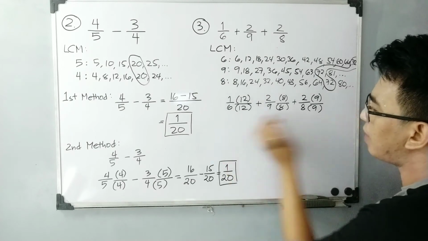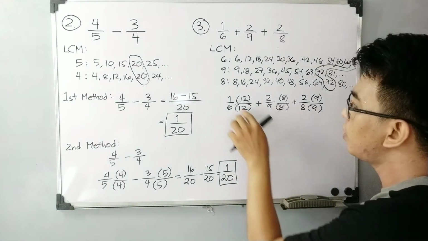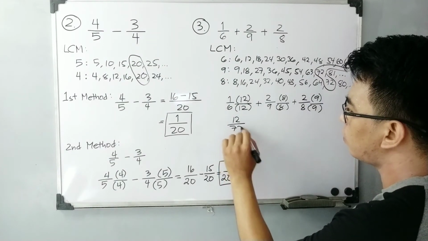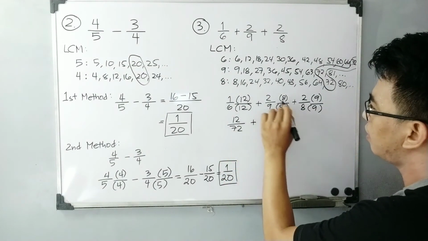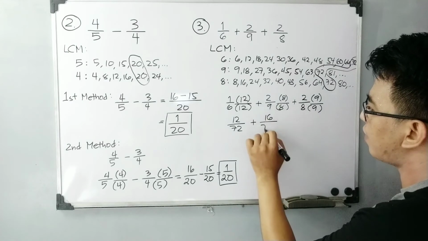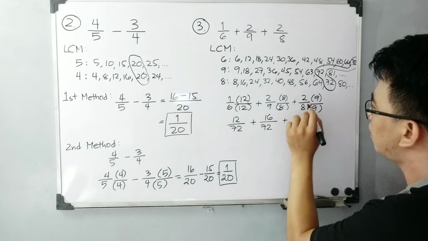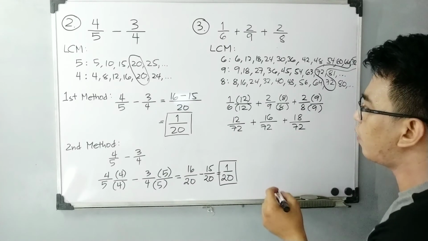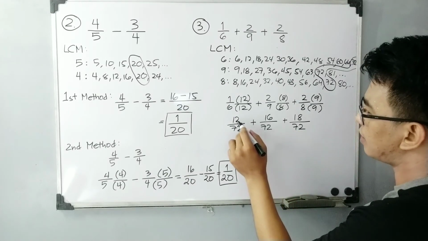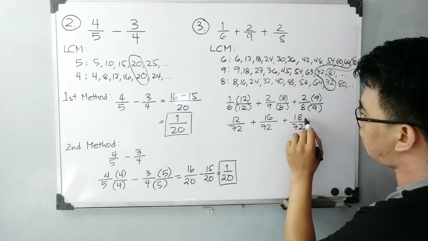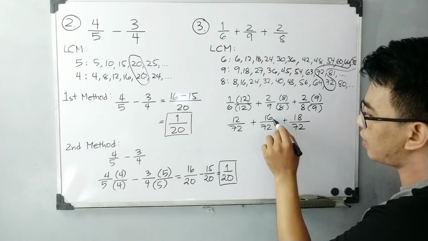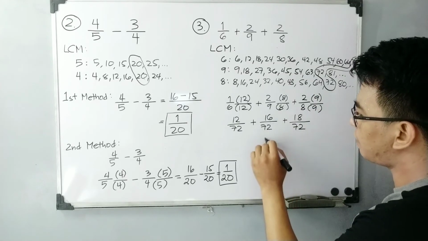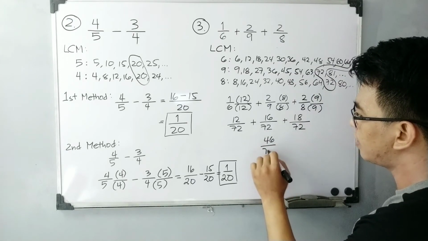Alam natin lahat ng maging denominators natin is 72. That is 1 times 12, that is 12 over 72. Plus, this is 16 over 72. Plus, 2 times 9, that will give you 18 over 72. And we need to add them. This is 12 plus 18, that is 30, plus 16, that it will give us 46 over 72.